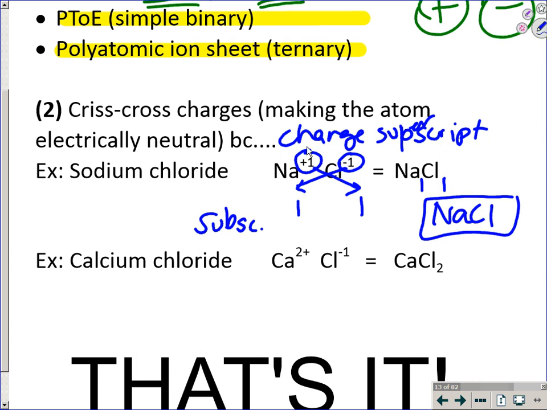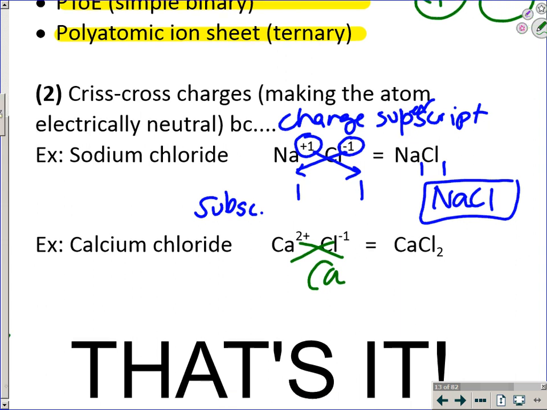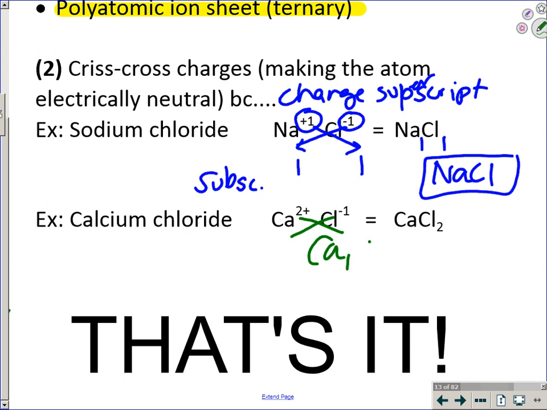Okay, moving on. Calcium 2 plus, chlorine 1 minus. Where am I getting these charges from? The Periodic table, and I crisscross them. The 2 comes down, the 1 comes down. So we form Ca what? Cl2. Well, I'm just going to get the numbers for a second, okay? Ca 1, Cl2, and this ends up being how we write it.